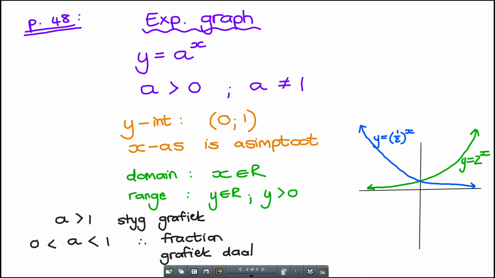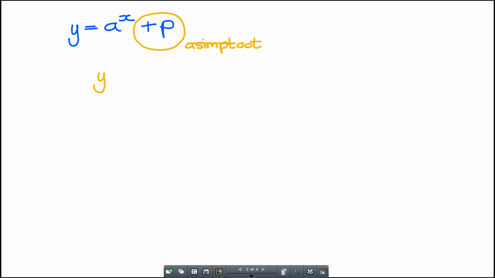Now, what happens when we have an asymptote? Mag wys gou. Kan ek maar skip? Okay, so as ek a is gelyk aan a tot die mag x, that's what we usually had. And now I say plus p. Then this p, daai is dan my asymptote. All right. So if they were to ask you, what would the equation of the asymptote then be? I look at that value and I say y is equal to p. Kom ek skryf vir my by asymptote.